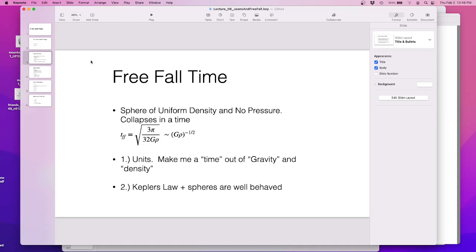So I got a sphere, and it's got some pressure, which means it has some sound speed. And some size L. How long does it take for a sound wave to cross from one side of the cloud to the other side of the cloud? It's got a length L and a sound speed C. T equals L over C. This is the sound crossing time.